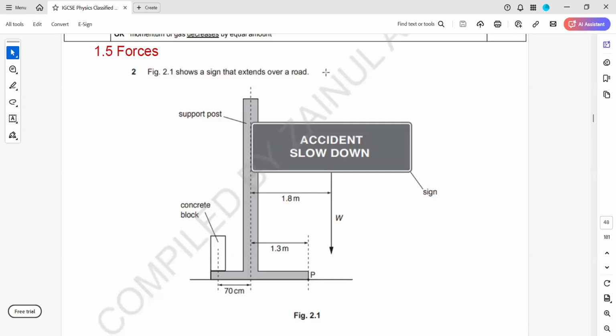This is a classified paper, so different topics, like the questions are according to the block, not in terms of the sequence of the topic. So in this classified paper, you will find questions from topic 1.1 to 1.8.